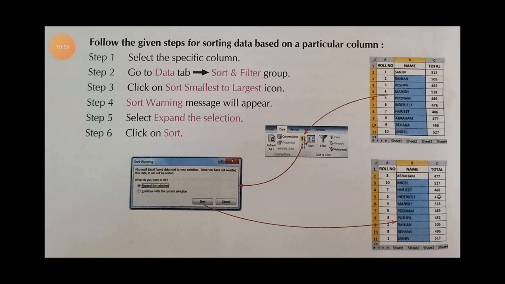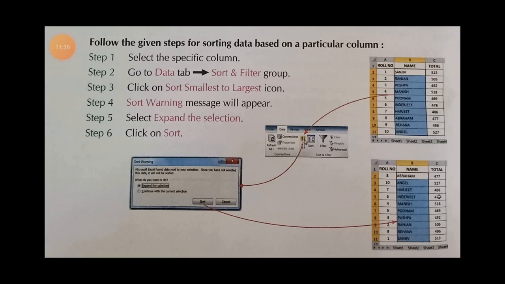See, what are the steps? Step 1. Firstly, select the specific column. Go to the Data tab in the menu bar, and there you can see the Sort and Filter group. Third step, click on the sort smallest to largest icon. There see the icons Z to A and A to Z. Now you click on smallest to largest or A to Z.